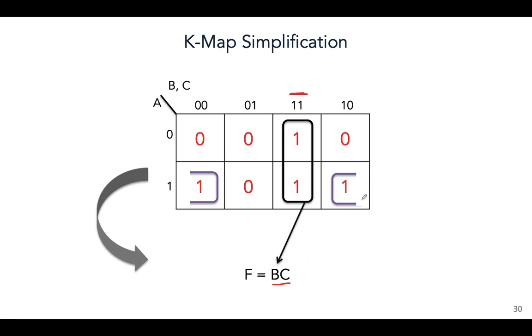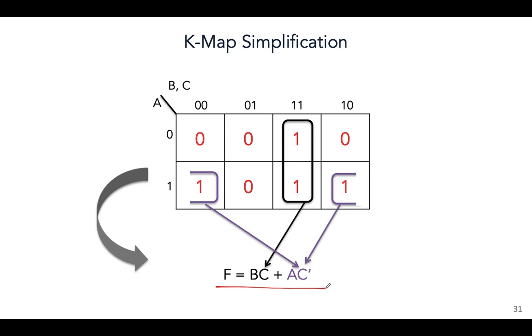Similarly, for this other group, we can see that A remains the same. A is 1 for this one as well, and A is 1 for this one as well. B changes from 0 to 1. For this one, B is 0. For this one, B is 1. C remains 0 in both cases. For this one also, C is equal to 0. For this one also, C is equal to 0. So the name for this group should be A, C dash, right? A, C dash. And this completes the expression, right?